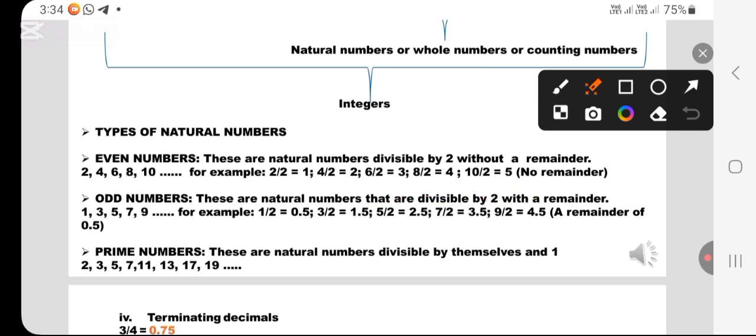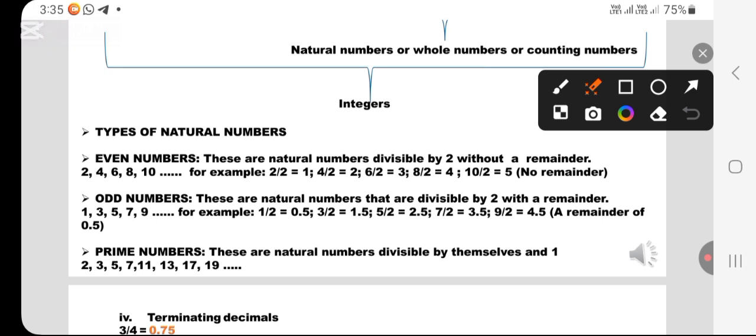Odd numbers are the opposite of even numbers. Odd numbers are natural numbers that are divisible by 2 with a remainder. Odd numbers, we have 1, 3, 5, 7, 9, and so on. There are so many. They increase by 2. When you add 2 to 1, you have 3. So that's how they increase.